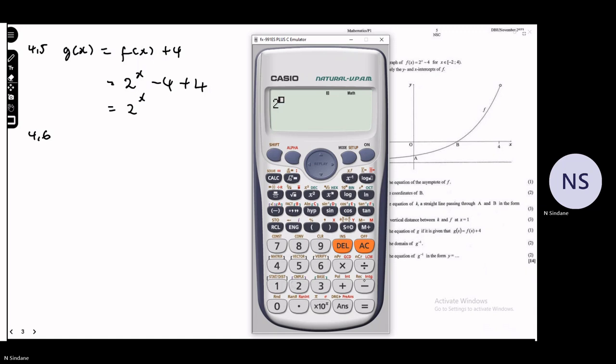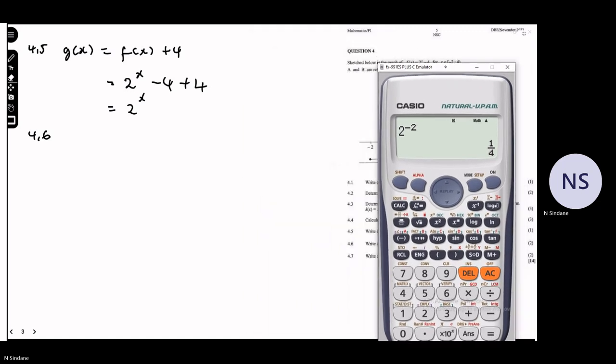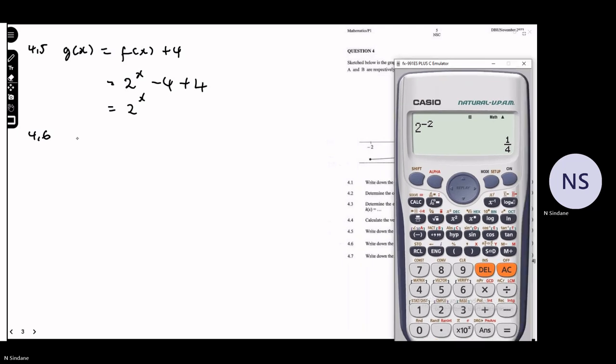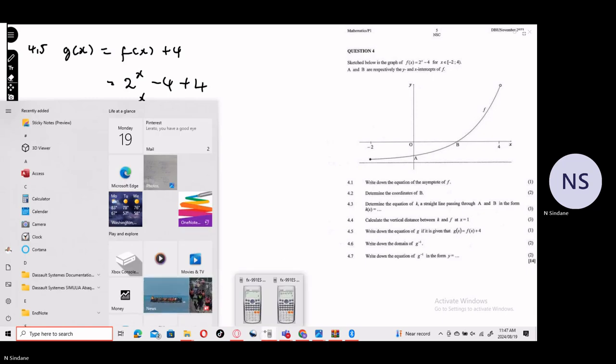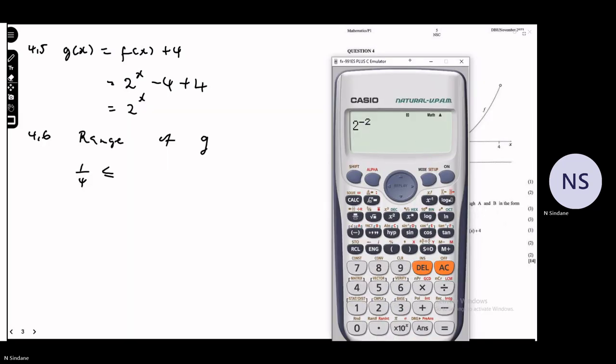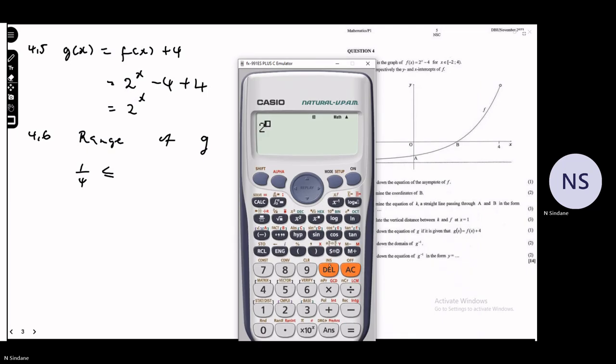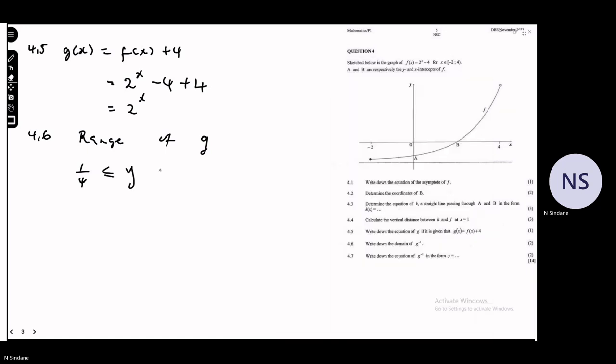We will say 2 to the power -2. It gives us 1 over 4. That is our y value. So for the range of G, we have our starting point, which is 1 over 4, less than or equal to y, then our end point, positive 4. That is 2 to the power 4, which is 16. So it will be y less than 16. So the range of G is that.